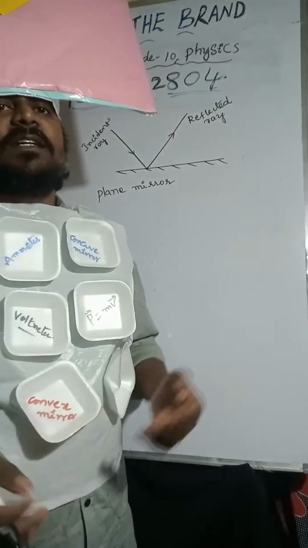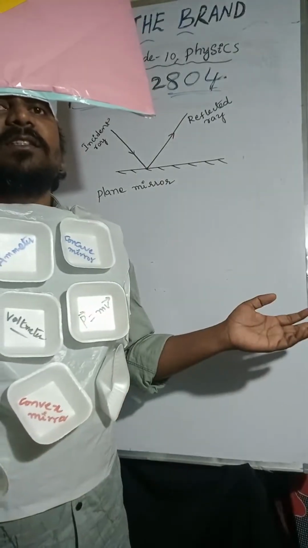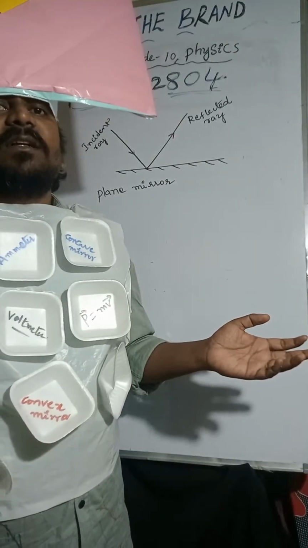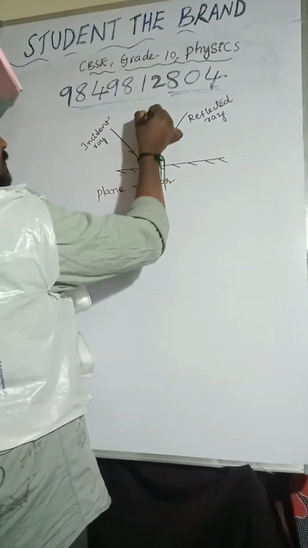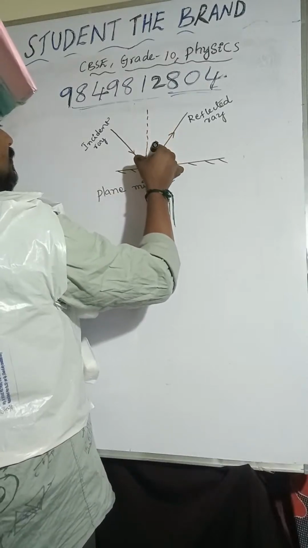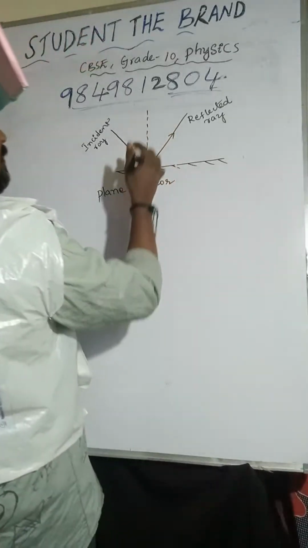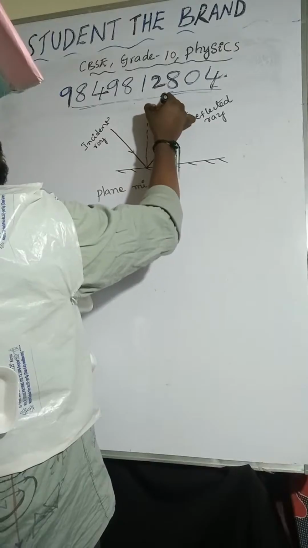The light ray which is perpendicular to the surface is called the normal line. So here I am considering this as the normal line.